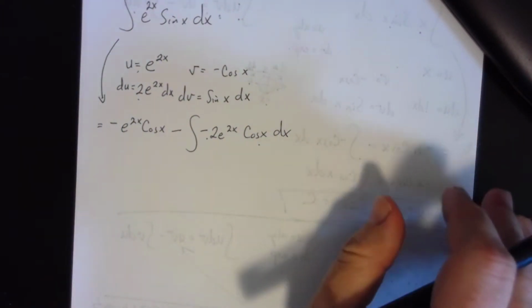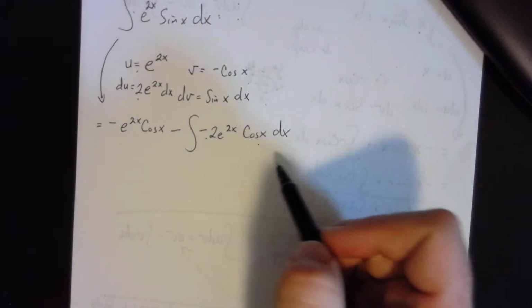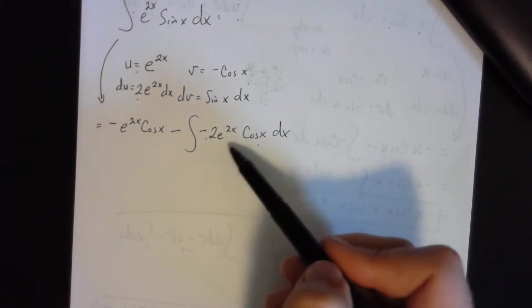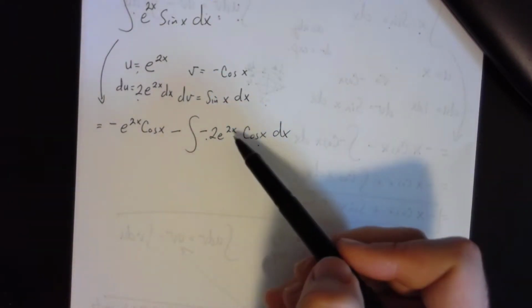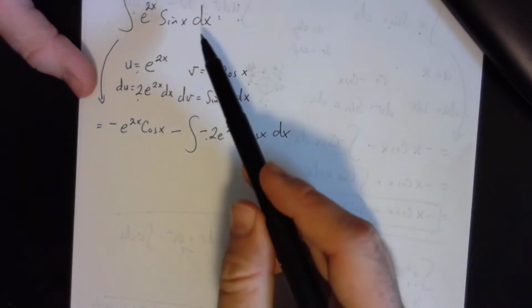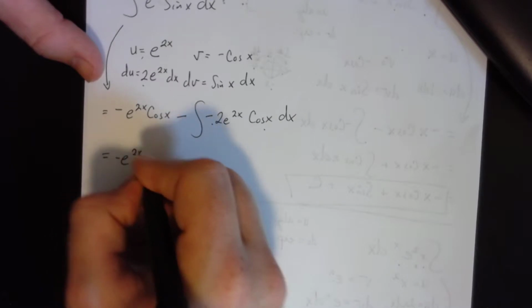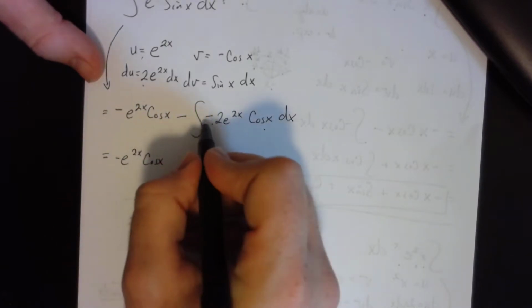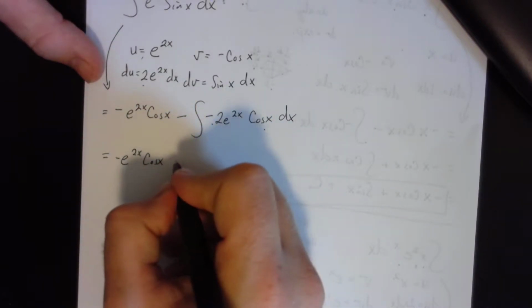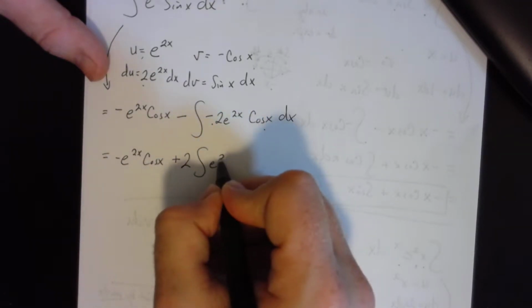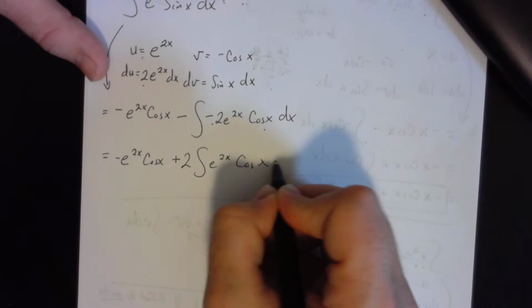Now, you might be looking at this saying, well, wait a second. This was the original integral. This is no more simple than this. And you'd be right. This is not more simple than this. But bear with me, we still have to be able to integrate this. I'm not going to give you a problem that you can't integrate by hand. I'm going to pull this negative out. I'm going to pull this 2 out as well. So plus 2, integral of e to the 2x, cosine of x dx.